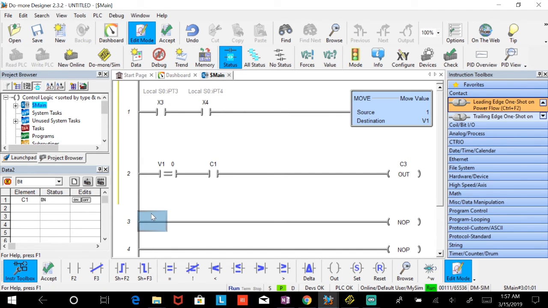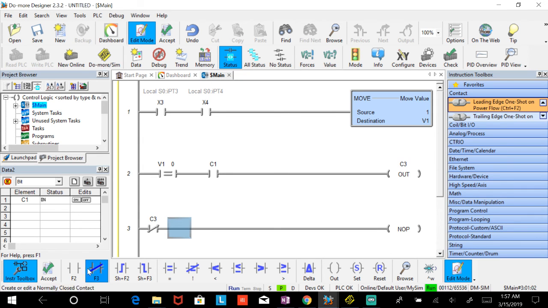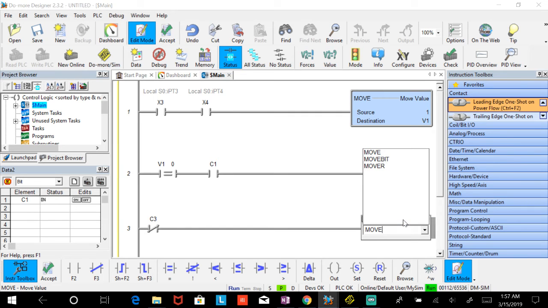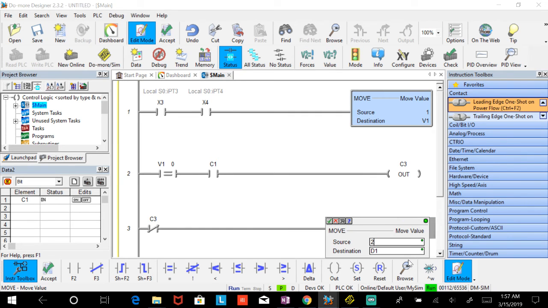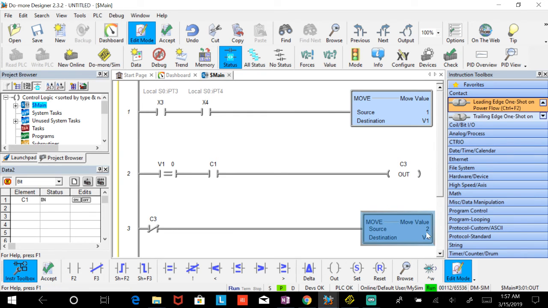Now when C3 is off, meaning this no longer executes, when C3 is off, I want to move to step 2, for example. Look what's going to happen.